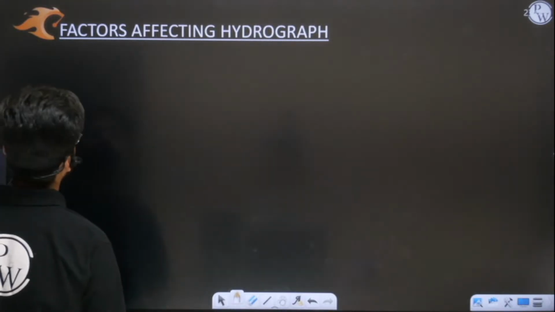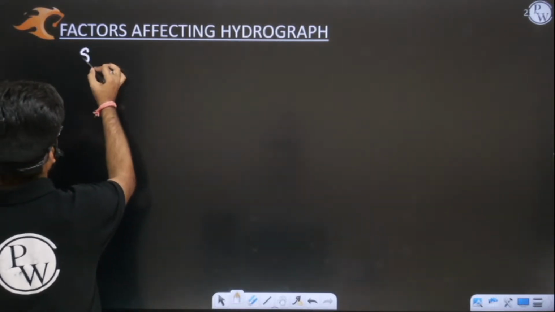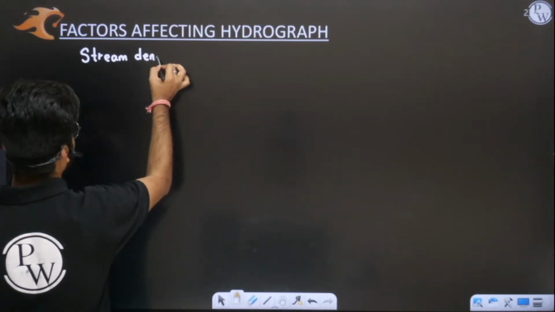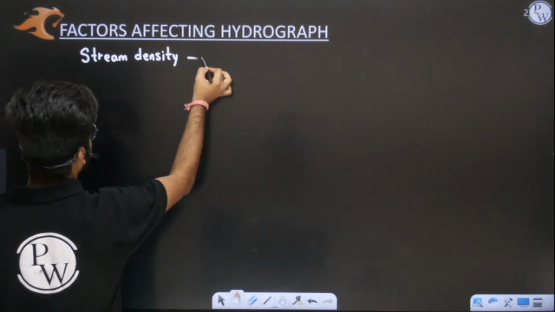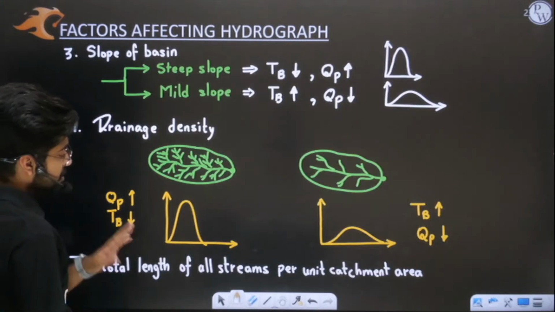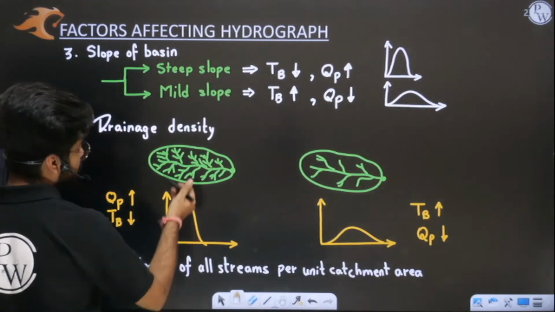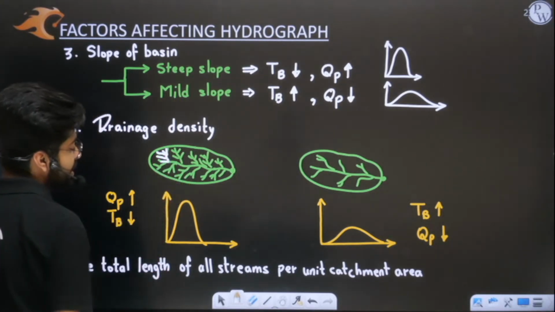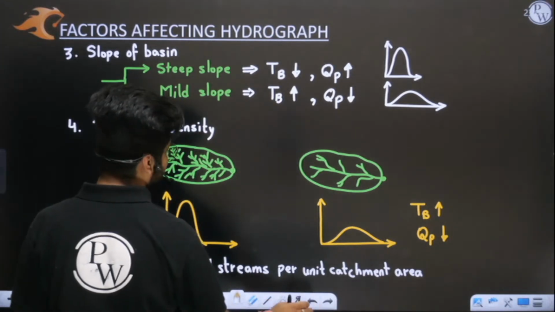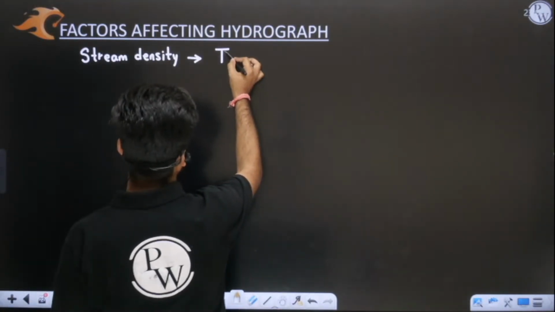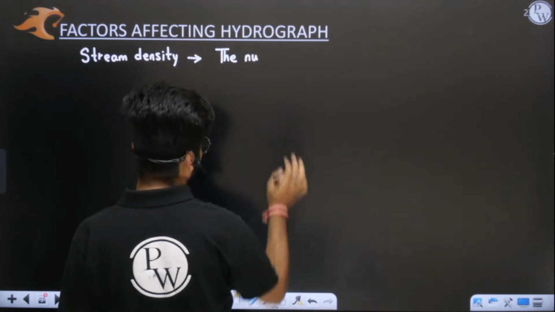If someone asks you what stream density is, drainage density is clear to me. If someone asks what stream density is, you will say, see, this is the total length of all streams. That will be the total number of, you can see in this, we have first stream, second stream, third, fourth, fifth, like this. We have many streams here. So I can say stream density means the total number of streams.